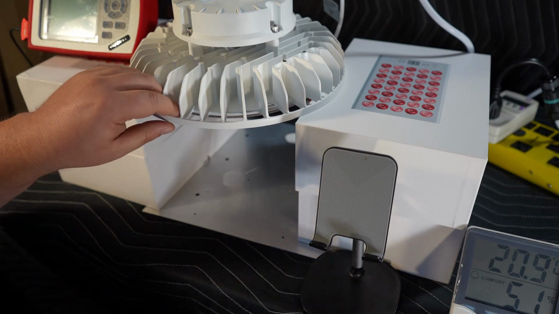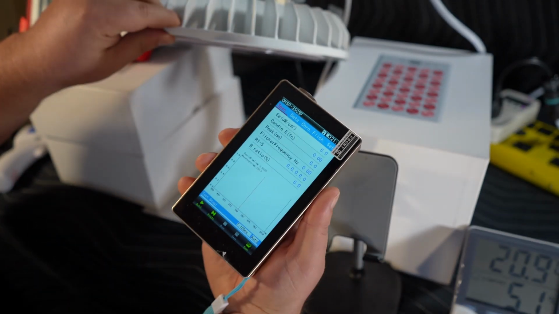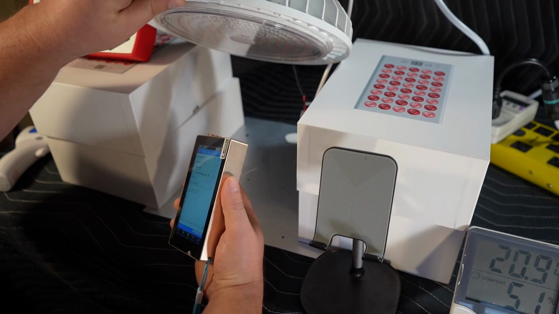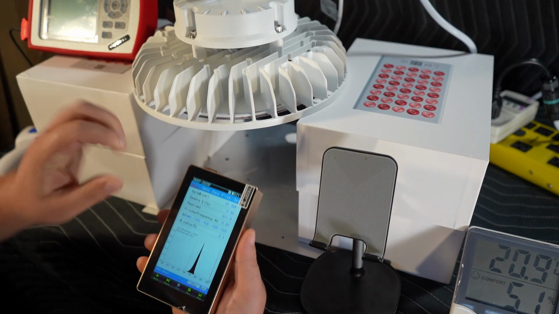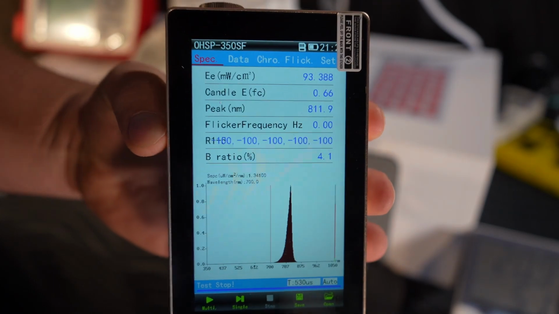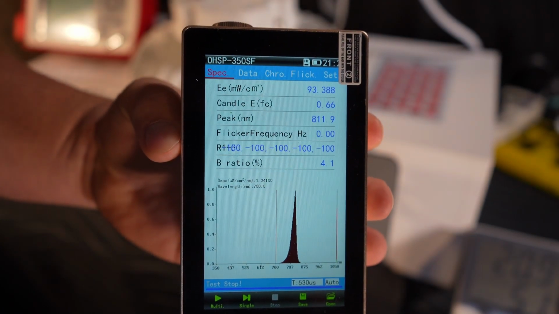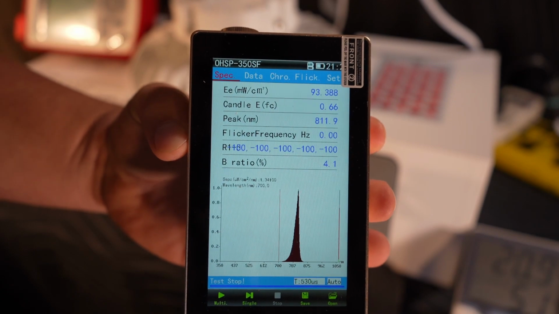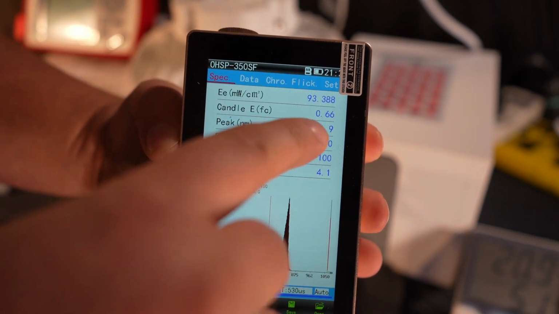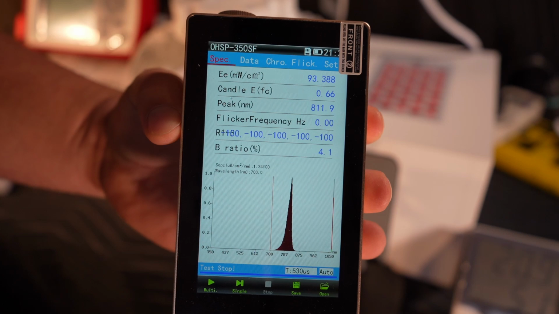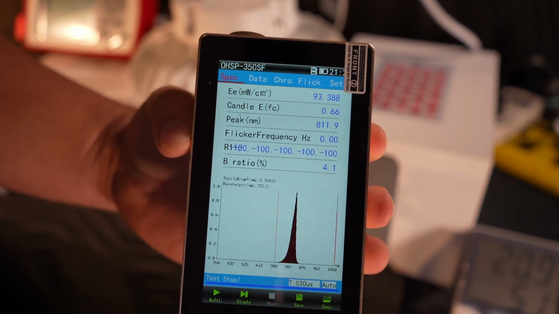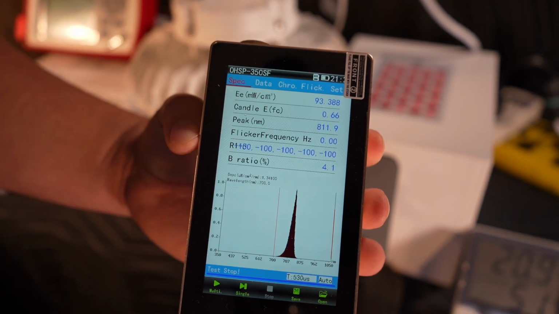So let's just go through our measurements and setup. We're just going to verify the wavelength. It looks like about 6 inches away I did, but here we see we're up around 93 milliwatts per centimeter squared, so that's nice and scorching hot. And then we verify the peak wavelength is 811.9, so almost 812, so that's pretty good. That's right on. So yeah, we're ready to go.